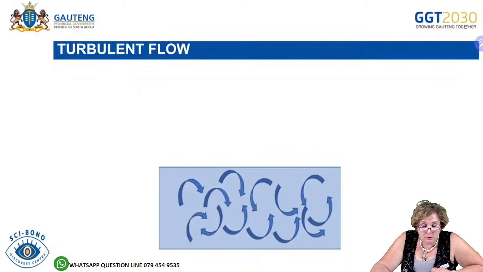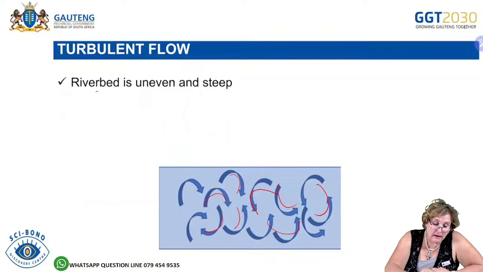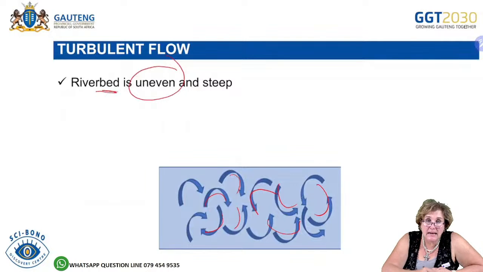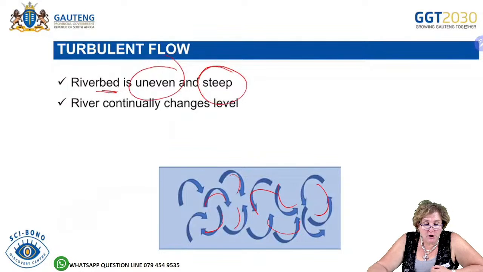A turbulent flow, you see, your arrows are very, very demarcated. It's flowing up and down and left and right. So this type of flow is turbulent flow. Why? The riverbed is uneven and it's normally associated with an area that's very steep. So it's a steep area where we have an uneven riverbed, which means there are most probably some obstacles in the river on the bed. The river continually changes levels. That means it is high, then it becomes lower continuously.